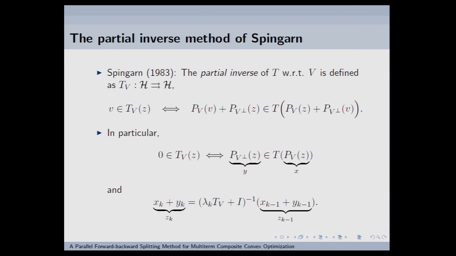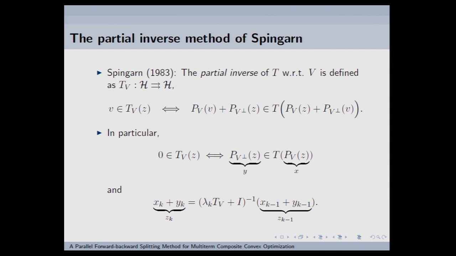And the projection onto the orthogonal complement of V is on this side. So we just exchanged the projection onto this orthogonal complement. And this T_V is a maximal monotone operator. It's beautiful, it's a maximal monotone operator. And if you find a zero of this maximal monotone operator, actually we solve the problem.